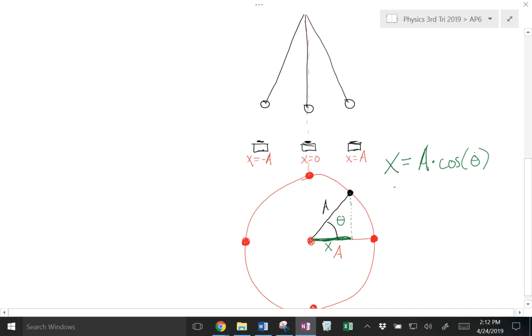So when theta equals 0, x equals a. When theta equals pi, what is x going to equal?